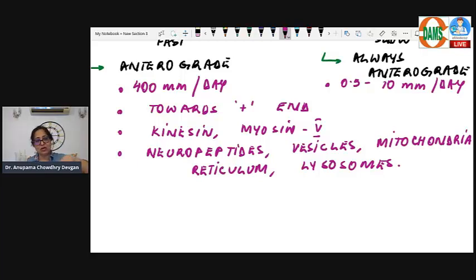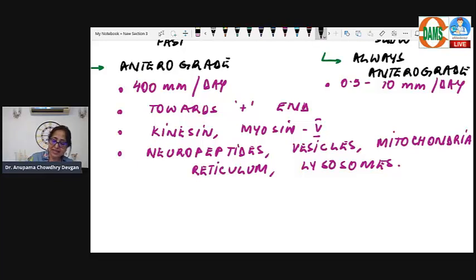Remember, this axoplasmic transport is occurring through the axoplasm. There are microtubules, which are like a rail track. Moving on the track are vehicles. What are the vehicles? They are molecular motors. Which are the molecular motors for anterograde transport? Kinesin and myosin 5. What are they going to transport? What is the cargo for them? Cargo can be neuropeptides, reticulum, mitochondria, lysosomes, anything produced by the cell body. That is the cargo which is being transported.